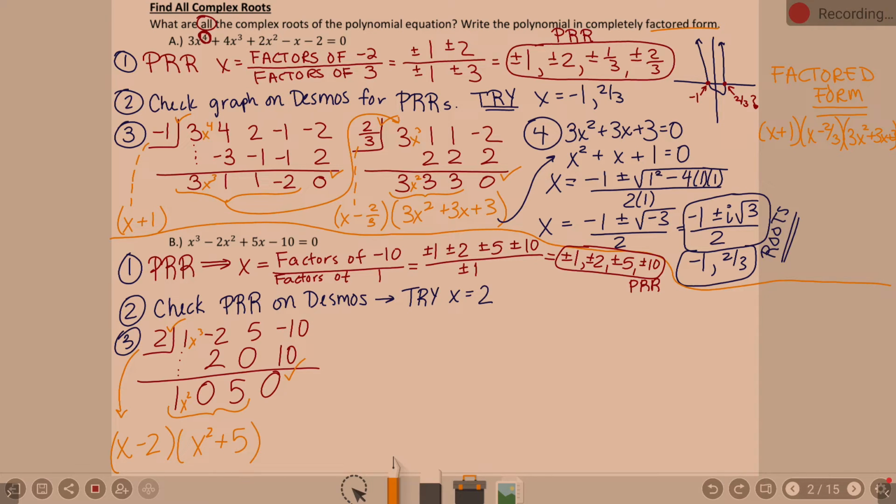Now, x squared plus 5, is that going to factor anymore? It's not going to factor anymore. I know that because I don't have any more PRRs to work with here. I had one viewing on the graph, and that was it. Since I don't have any others to work for, this isn't going to factor anymore. So if you are asked for a factored form, I think they would want you to stop right here as far as I know. So this is your factored form, because x squared plus 5 doesn't factor anymore. It's going to have imaginary roots.